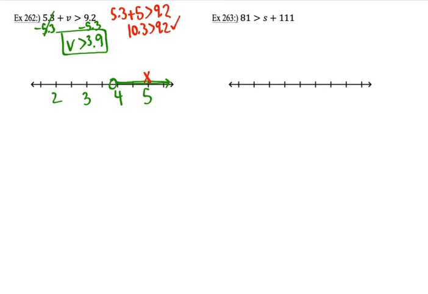Example 263. 81 is greater than s plus 111. We need to subtract 111 or add negative 111 to both sides to get rid of 111. That gets s by itself, and it is less than negative 30. Now, technically we should put the s first. But as we graph this, the most important number is negative 30.